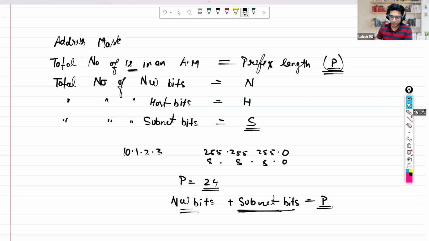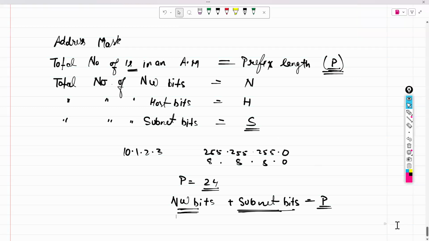All right, is this clear? Any problem understanding this? So the prefix is network bits plus subnet bits. What is the difference between network bits and subnet bits? I did not explain what a network bit is. Good question. Thank you for pointing it out.